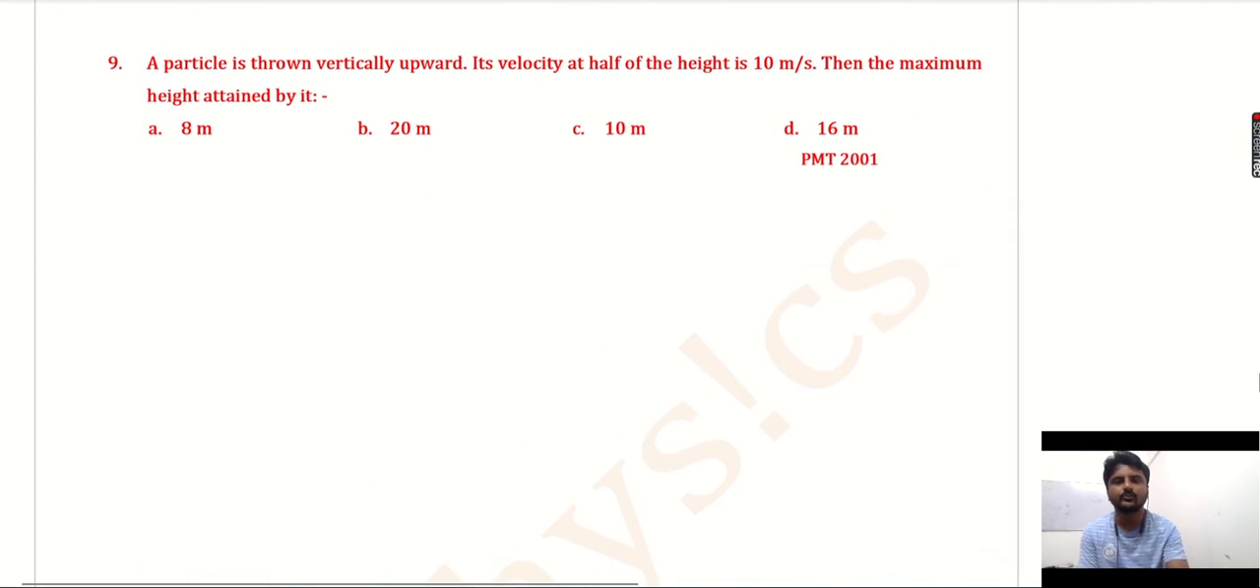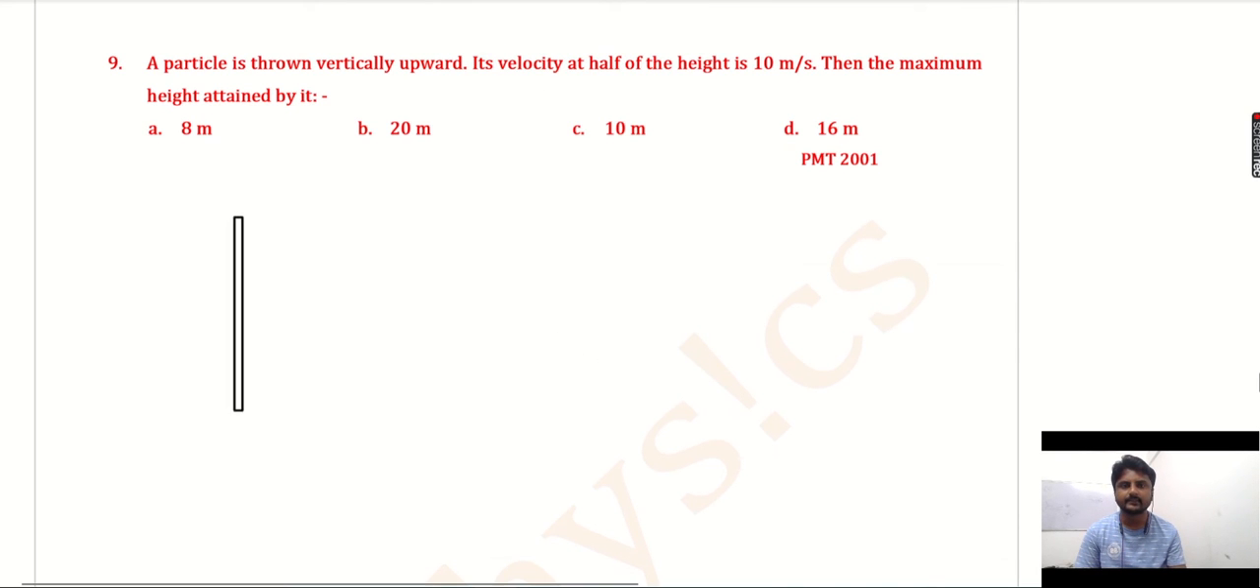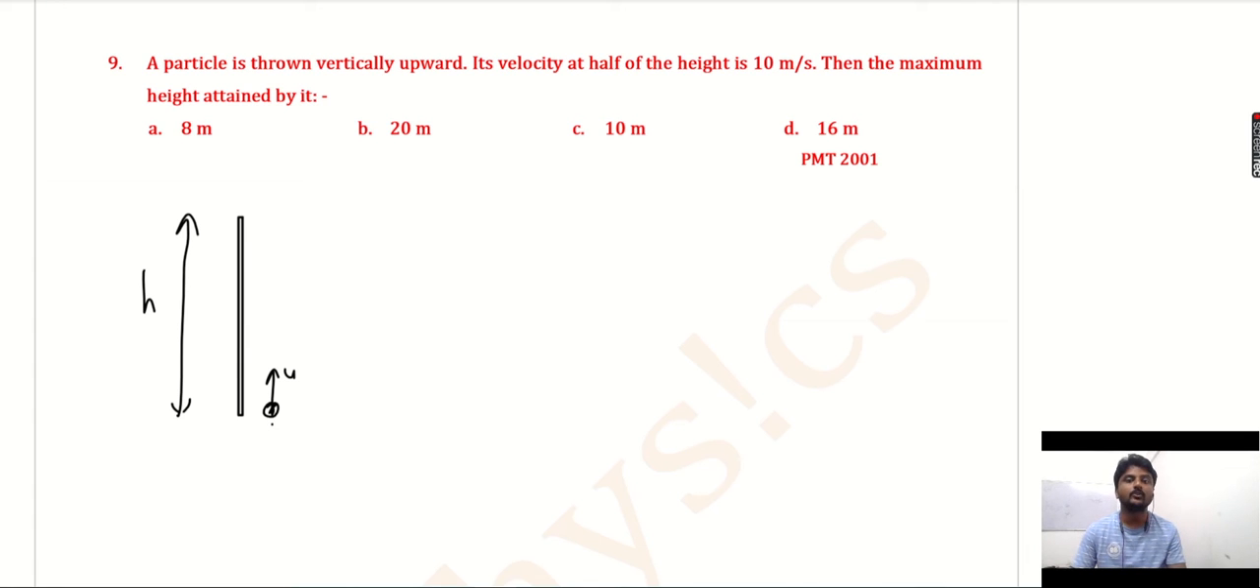Again, moving toward the next question. A particle is thrown vertically upward. Its velocity at half of the height is 10 meter per second. Okay, a ball is thrown vertically upward. Let's say it is covering a height of h. At half of the height, its velocity is 10 meter per second. So when the ball is at a height of h by 2, its velocity is 10 meter per second. Now it is asked to find the value of h, the maximum height.